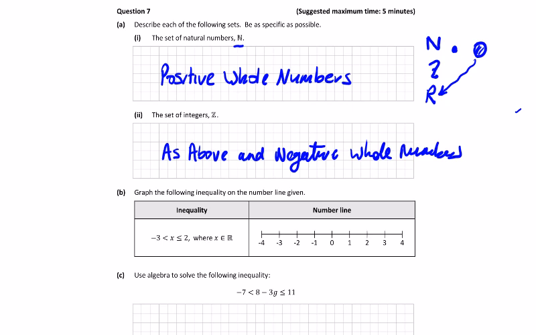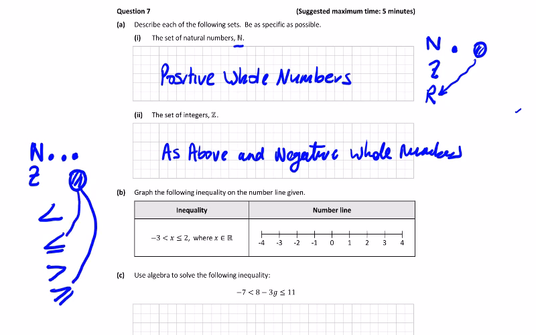So graph the following inequality on the number line given. The key to these is understanding less than or equal to, greater than, and greater than or equal to. For N and Z, we just color in dots. We do dots all the way along. And for R, we put a circle around the solution and we either color it in if it's less than or equal to, or greater than or equal to, and we don't color it in if it's just less than or greater than. So that's the knowledge required.